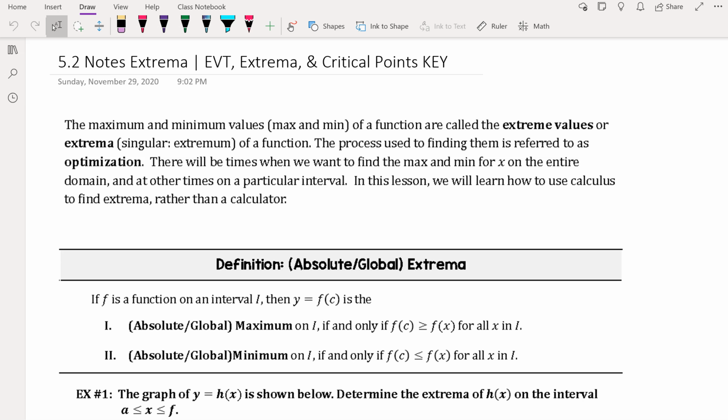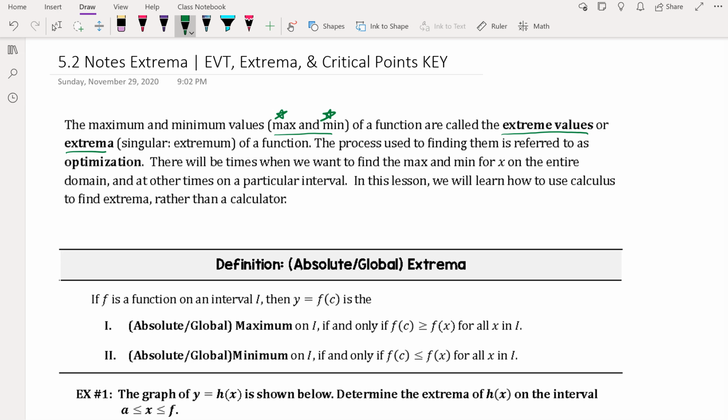All right, y'all. Today we're going to talk about extrema. So go ahead and write at the top of your notes, 5.2 notes, Extrema. And then you can write EVT, that stands for Extreme Value Theorem, extrema, and critical points. So those are the three topics we're going to hit today.